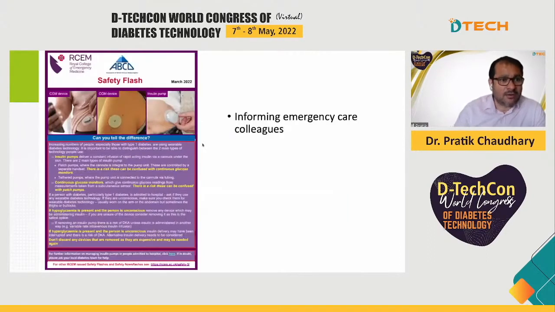I'm going to skip over this. And finally, we just created this flyer for the Royal College of Emergency Medicine. This happened after a patient had his Omnipod taken off because the patient thought it was a glucose sensor, and the patient went into DKA. So we've created this flyer that's been circulated amongst all the emergency medicine colleagues just to make them aware that they're seeing more and more people with technology in hospital.